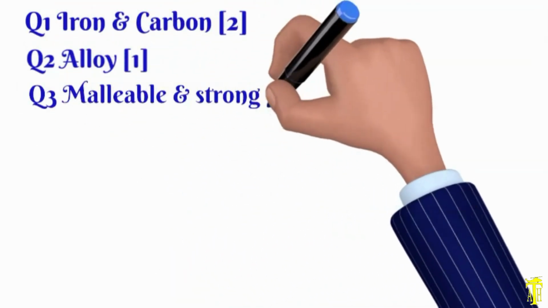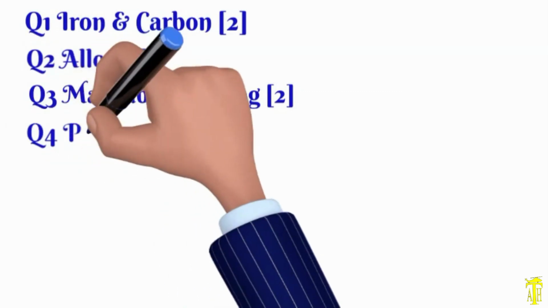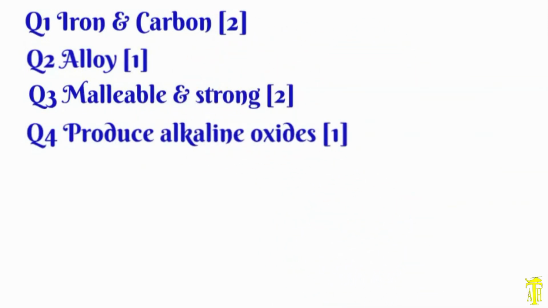Question 3. Name 2 physical properties of steel that makes it useful for manufacturing cars. So the 2 properties, 1 mark for each, is that it is malleable, so we can shape it into the shape of a car, and then number 2, it's strong. I don't think any other of the metal properties really fits there. Question 4. Name a chemical property of metals. So there's only one that we discussed for 1 mark, and that is they produce alkaline oxides.